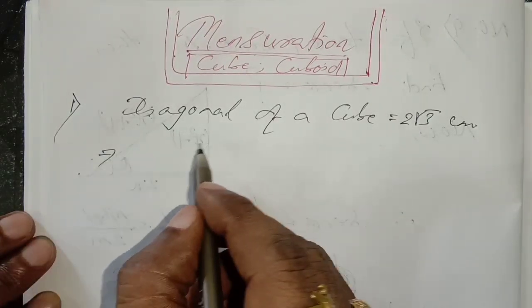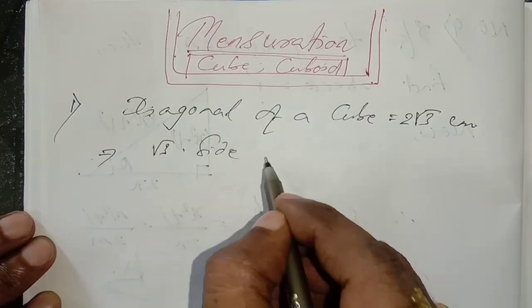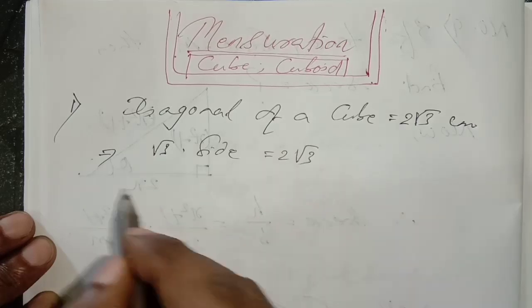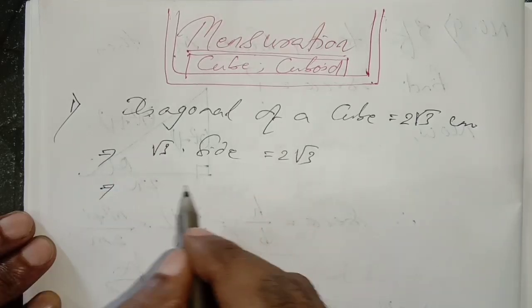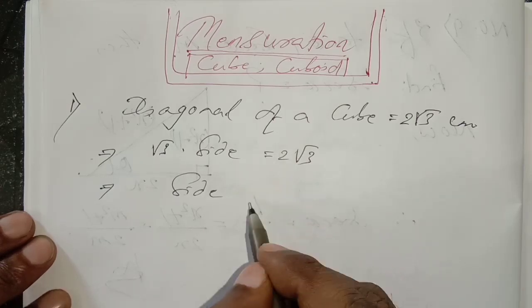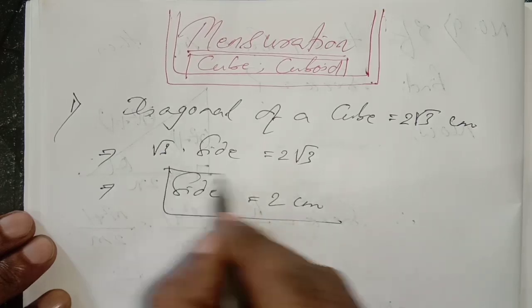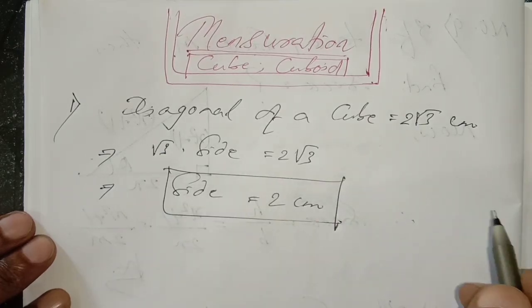Diagonal of a cube formula is what? Root 3 into side of the cube is equal to 2 root 3. So from here, root 3 will be cancelled out. What is the value of side? Side means each edge of the cube. Side is equal to 2 centimeter. This is the way of calculating the length of each side of the cube.